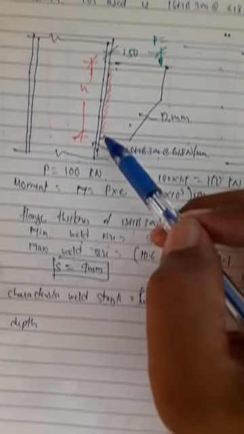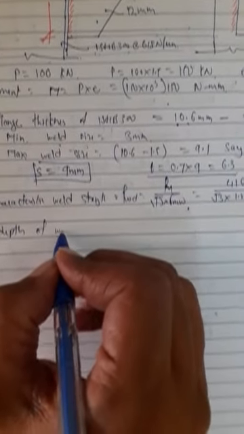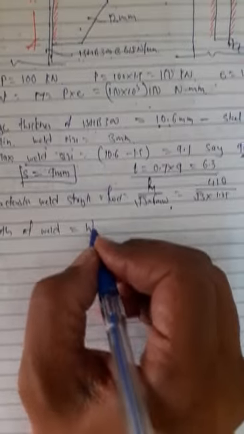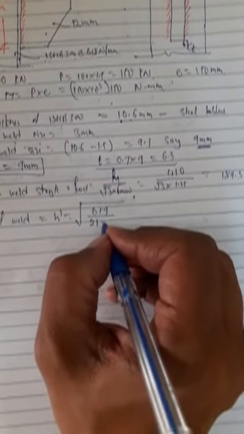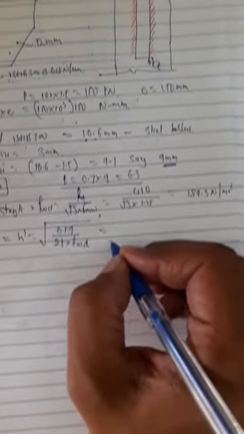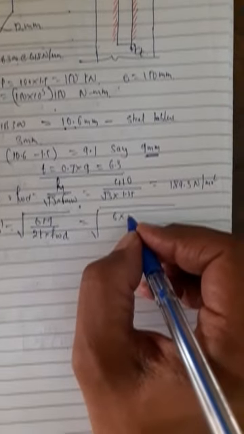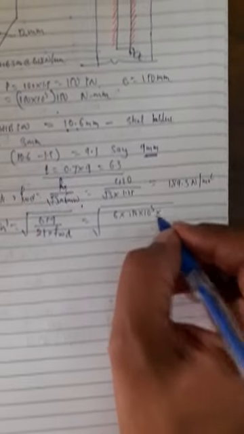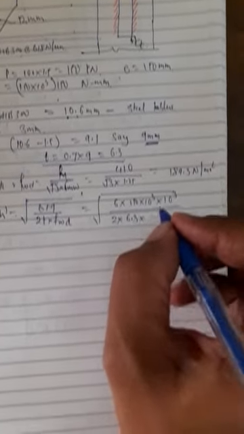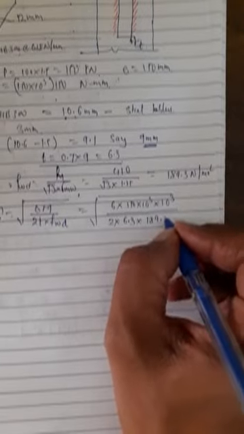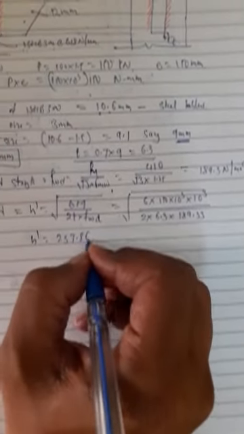Depth of weld required. Depth means this height. First I am going to calculate H dash. From H dash I am going to calculate H. Depth of weld H dash is equal to 6M by 2t into FWD. So I am going to calculate 6 into moment M, 150 into 10 raised to 3 into 10 raised to 3 divided by 2 into throat thickness, that is 6.3 into FWD, that is 189.33. So H dash I get it as 237.86 mm.